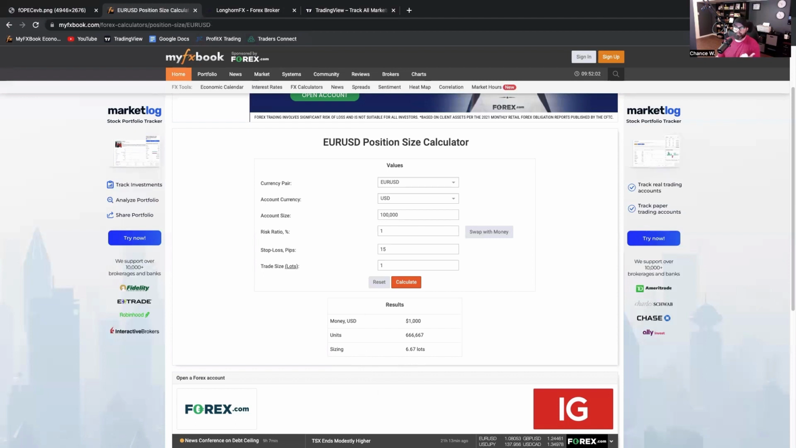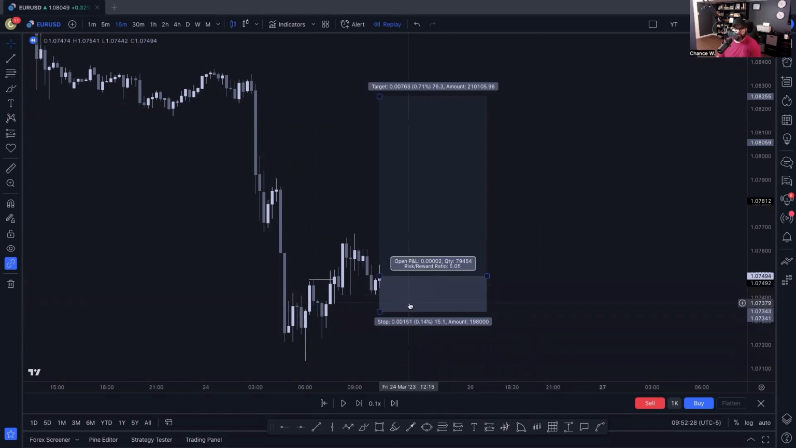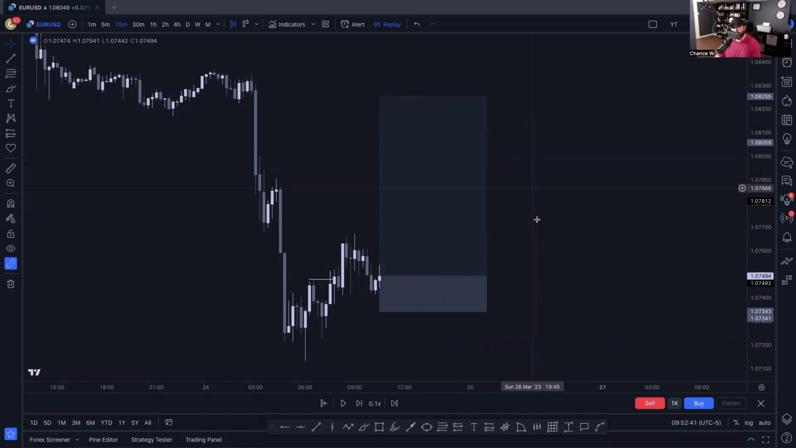Now let's go back to the charts. Okay, so we're back on the EU chart. We got a trade that we want to get in. My stop loss size is 15 pips, and I'm wanting to catch 76.3 pips. This trade is a 1 to 5 R&R, so I'm risking 1% in hopes to gain 5%. We know because of our Forex position size calculator that I just showed you how to use, that when I go to input this trade, I'm going to input my take profit, my stop loss size, and my lot size in the volume, which is 6.67 lots. So I've already done that, and now it's time to just let the trade play out.